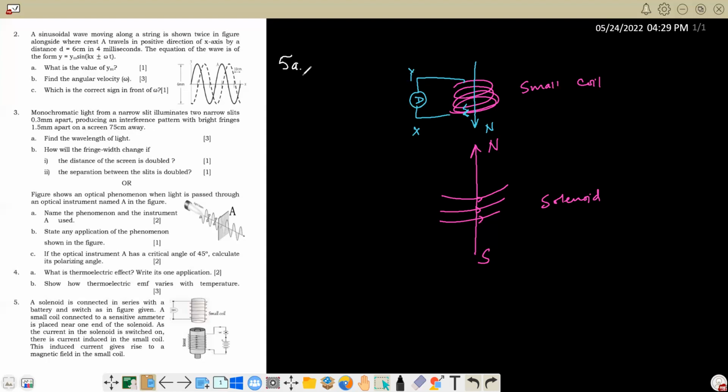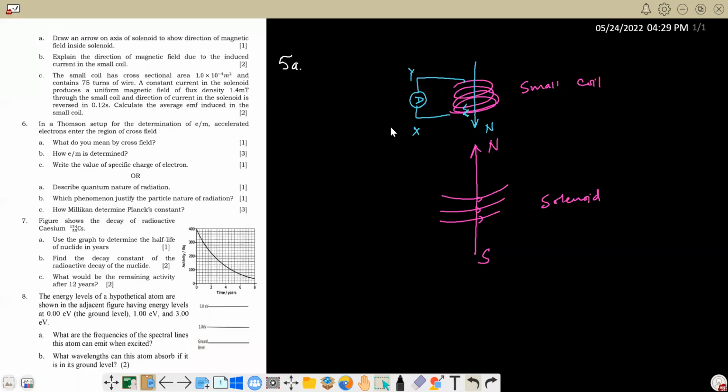So I'm going to discuss this for question number A, B, and C. Okay, so let us look at the questions. Draw an arrow on the axis of the solenoid to show the direction of magnetic field. So this is the answer. This particularly is the answer of A. Explain the direction of magnetic field due to induced current in a small coil. So this you have to explain in the answer of B.